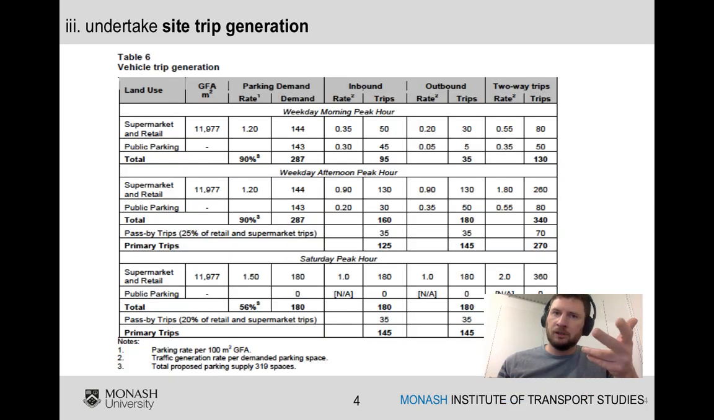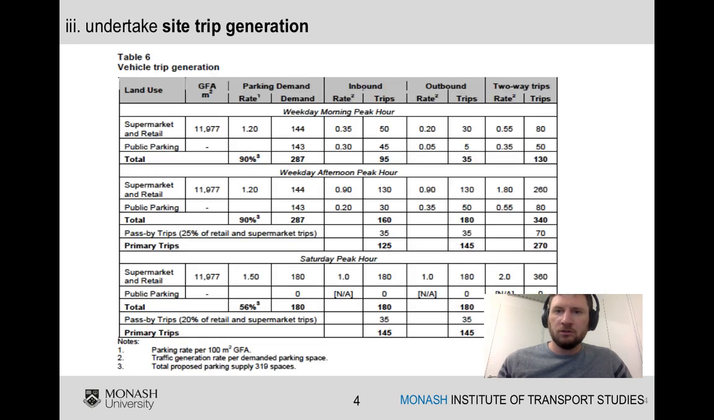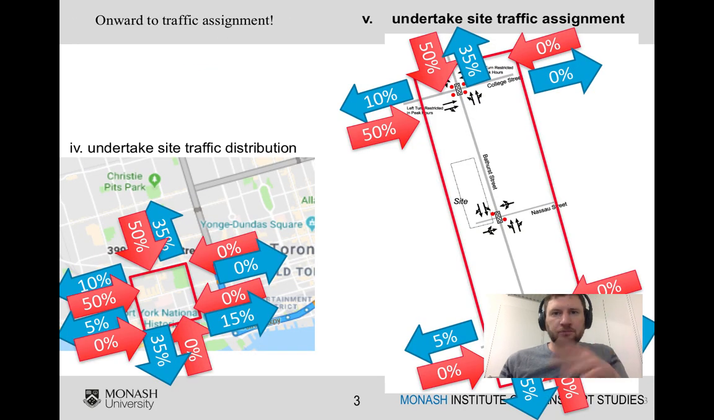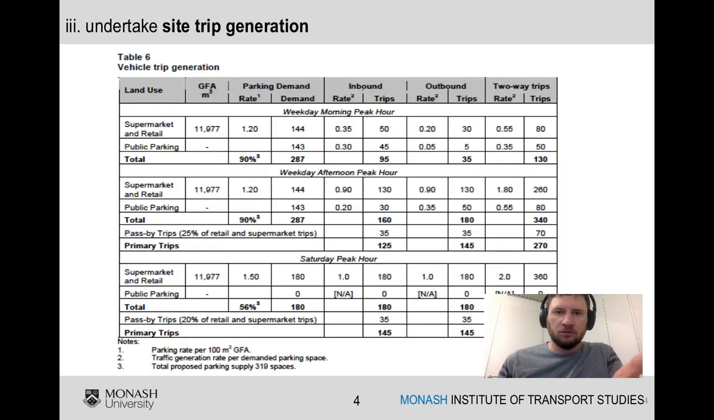So remember we did the site trip generation. So we have X number of primary trips, pass-by trips, and all this sort of stuff for our site. We did that a while back. And basically, it's just a matter of figuring it out and going, well, if 50% of our total trips are coming in on College Street, and inbound is 125 primary trips, then we're going to have to add 50% of that to College Street.